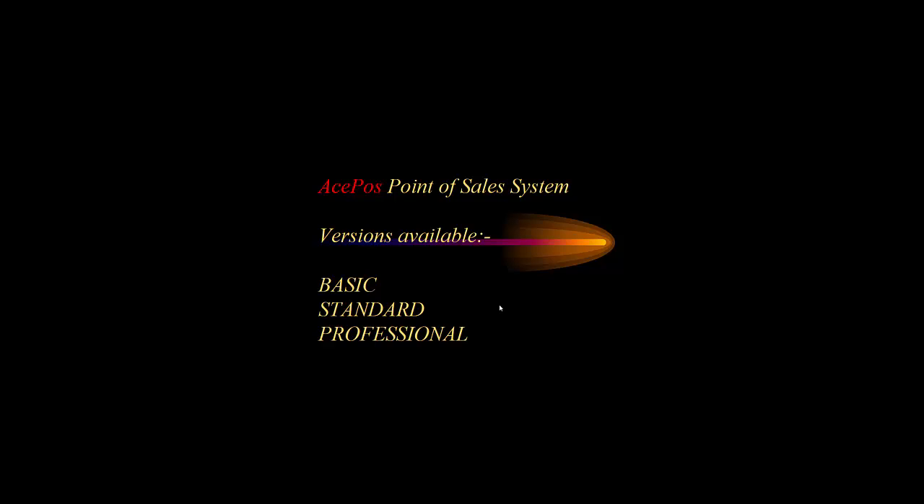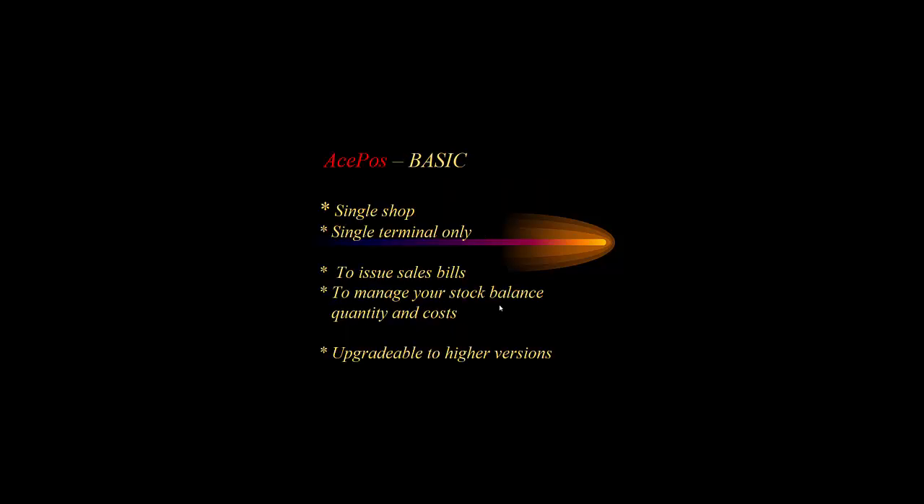There are three main versions of the AcePos system: Basic, Standard, and Professional. This presentation is on the basic version, which is the most simple and easy to use version with the basic functions of managing your sales bills issue and stock quantity balance. This system is meant to be used on a standalone basis as a single terminal in the retail business. This system is also upgradable to the higher versions in the future.